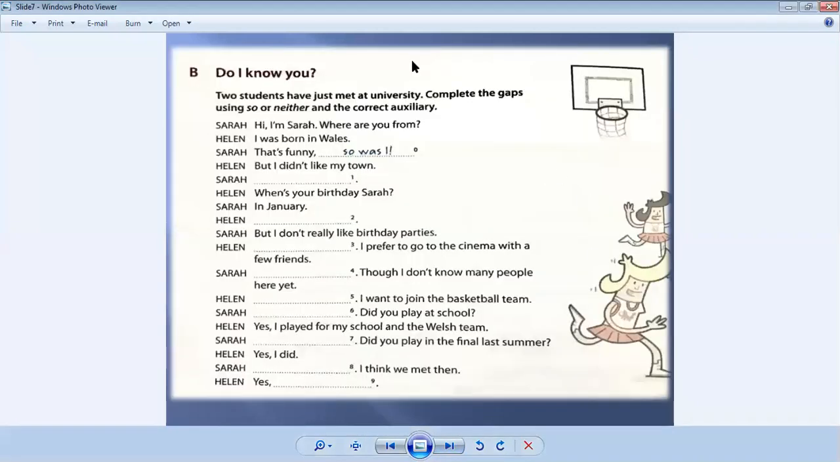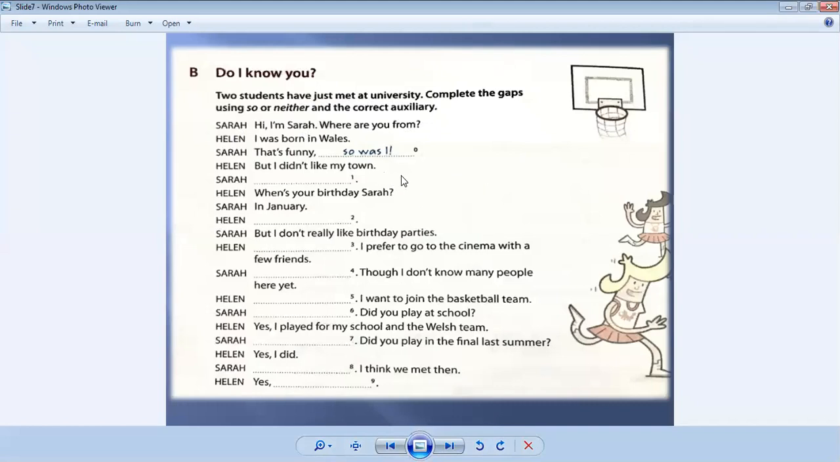Next one over here. Two students have just met at the university. Complete the gaps using so or either and the correct auxiliary. The auxiliary depends on the past and present, what they're talking about, which tense, which time the action is happening or happened. Based on that, you have to choose the auxiliary verb.